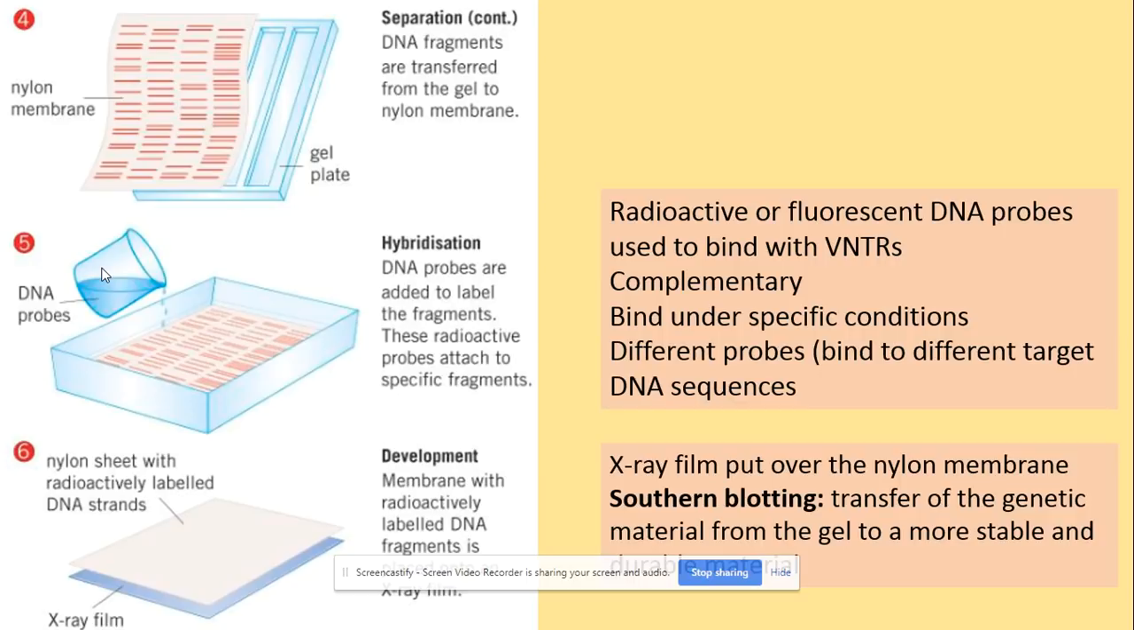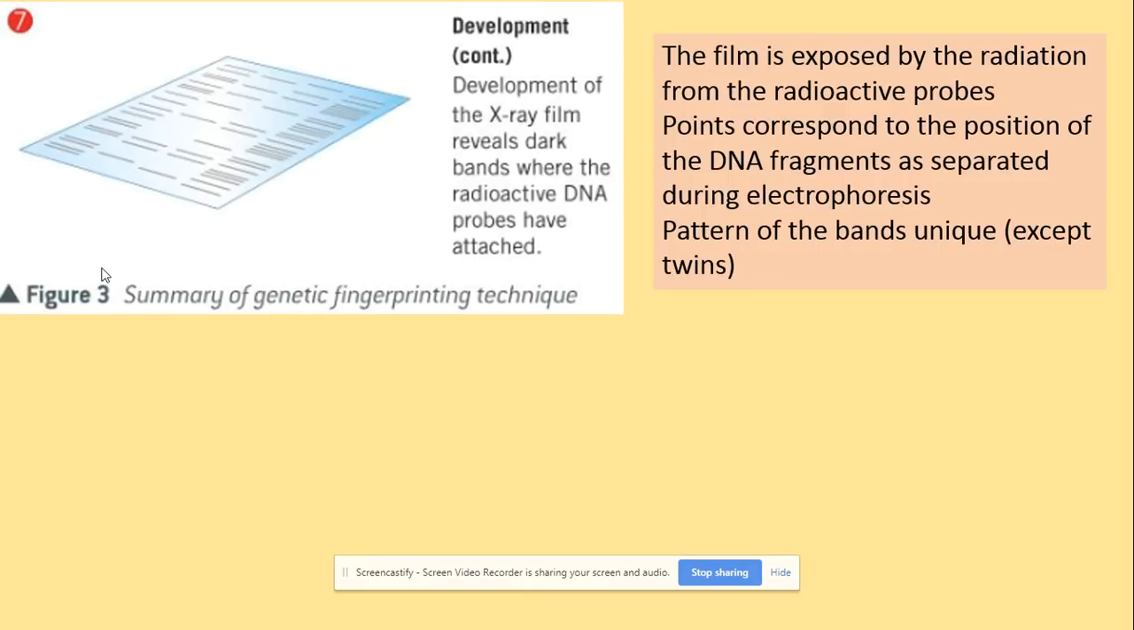The next process is called development. The membrane with radioactively labeled probes, for example, will be placed on the X-ray film. This is why we've used the nylon membrane, because we could not do it with the gel. Development of this X-ray film will show us the dark bands, and this is where the radioactive probe has attached to the complementary fragment of DNA. So the film is exposed, and the points correspond to the position of the DNA fragments as separated in gel electrophoresis. And of course, we know that the pattern will be unique apart from twins. Identical twins are going to have the same pattern.